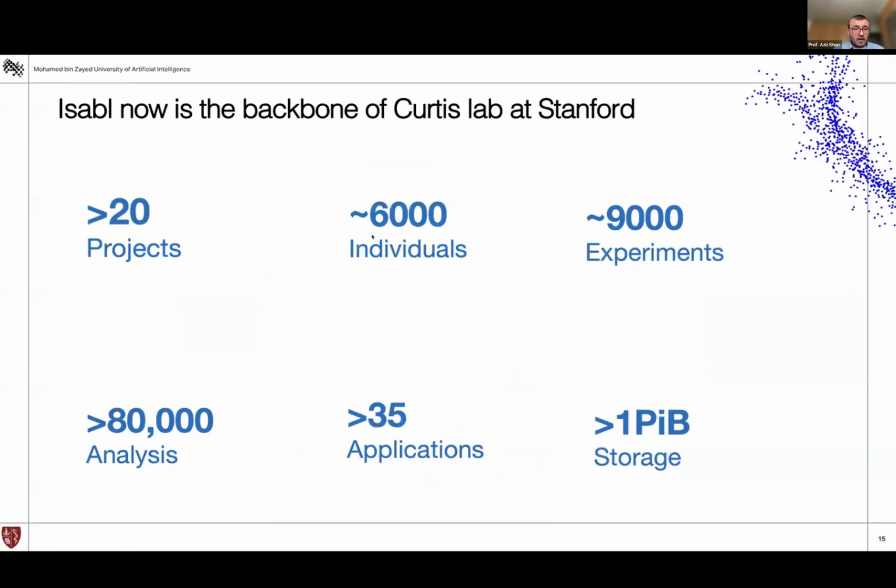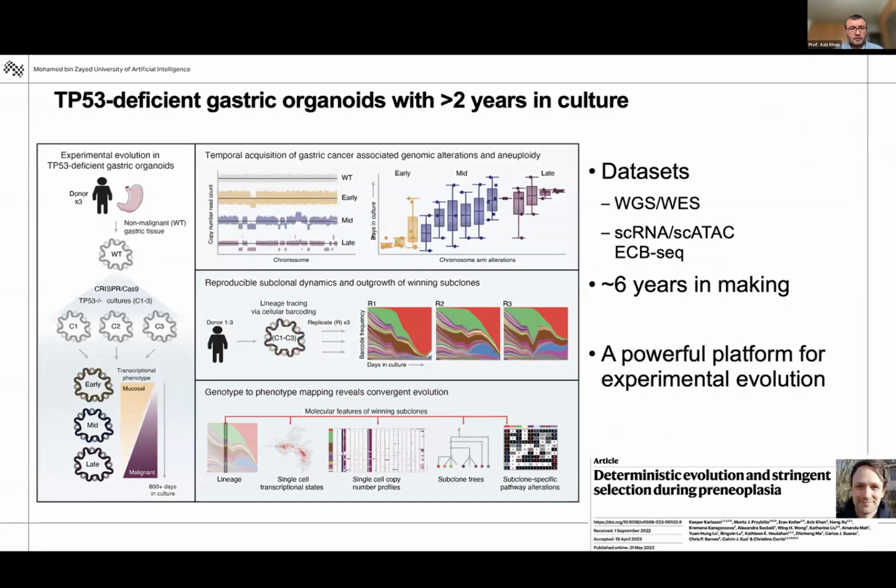And somehow we had around 20 projects and 6,000 individuals, 9,000 experiments, around 80,000 analyses, and over 1 petabyte of storage. So one study that came out was led by Casper, where what he did was he deleted TP53.